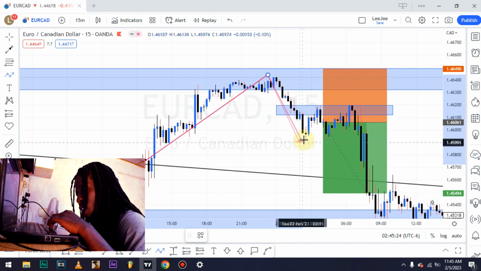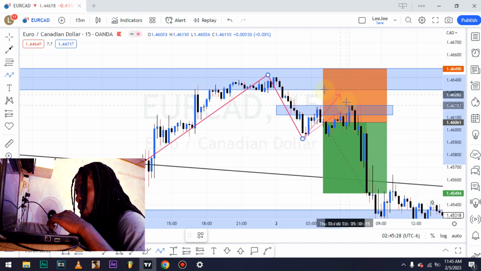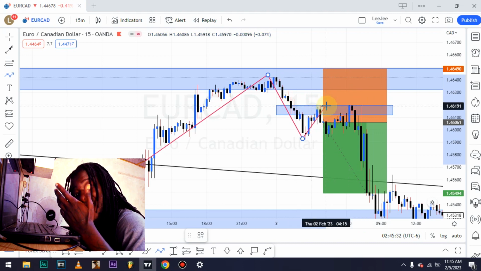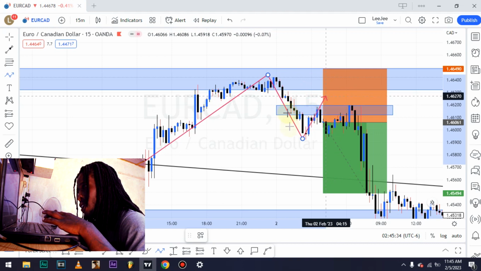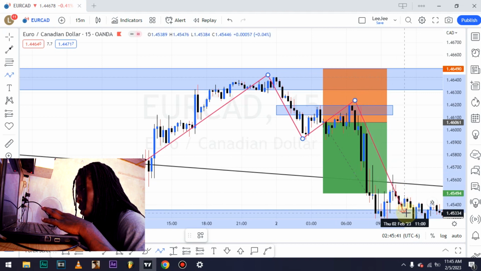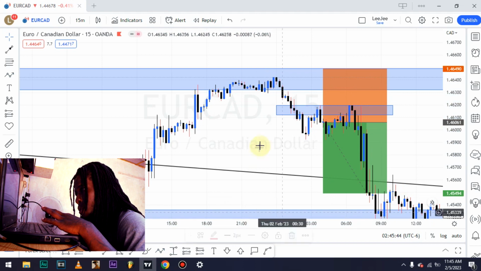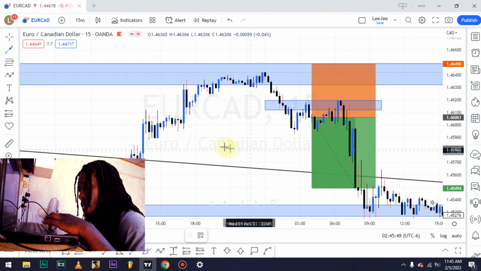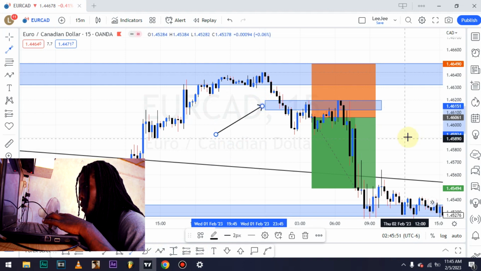But then I did not take that entry first. I just needed a pullback to form new lower highs before taking the entry. So I just needed that lower high to be formed and some rejections before taking my sell entry and taking my profit at the previous support. So price started forming a new resistance zone over here, guys.